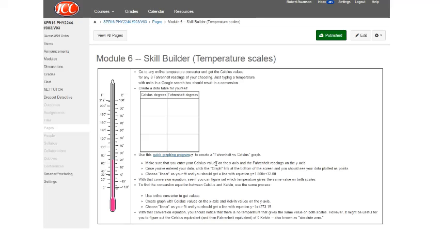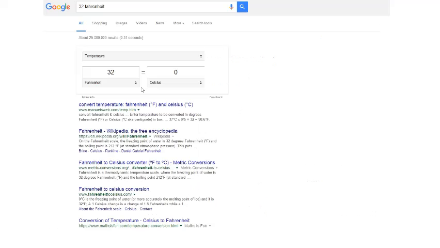The way you can get familiarized is to build yourself a little table and then go to an online converter. I just did a little Google search for 32 Fahrenheit, and a little converter popped right up. So it's quite easy to build a little table for yourself. Just throw in some different Fahrenheit values, get the Celsius values, and then the goal is to graph them.